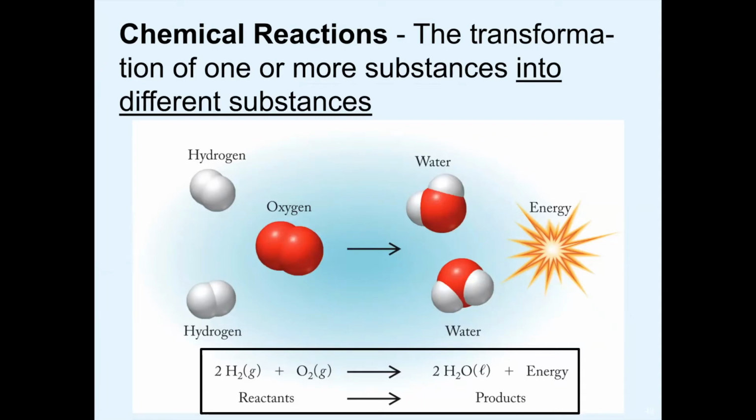So what do we mean by that, first of all? Well, a chemical reaction is just the transformation of one or more substances into different substances. Okay, so that's the idea: a chemical reaction takes some substances and turns them into other substances.